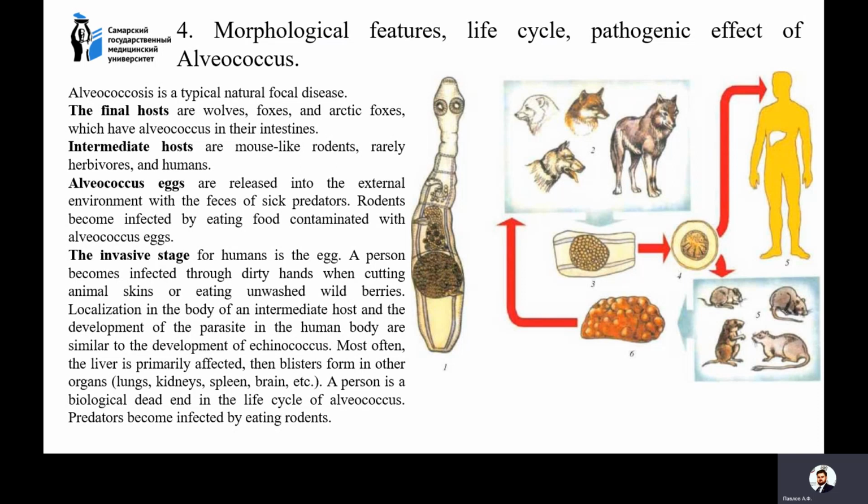Localization in the body of an intermediate host and the development of the parasite in the human body are similar to the development of echinococcus. Most often the liver is primarily affected, then bladders form in other organs: lungs, kidneys, spleen, brain. A person is a biological dead end in the life cycle of Alveococcus; predators become infected by eating rodents.